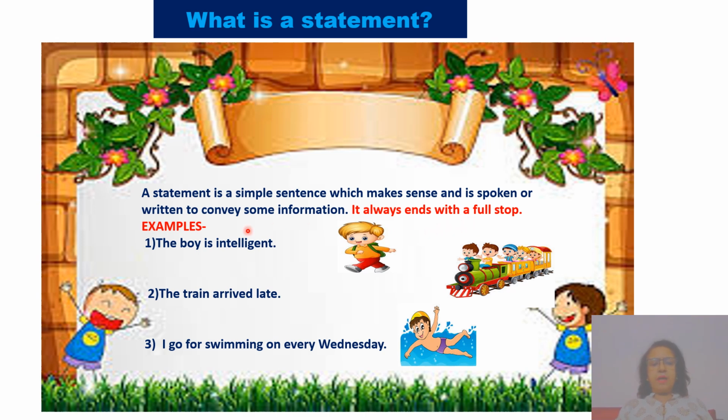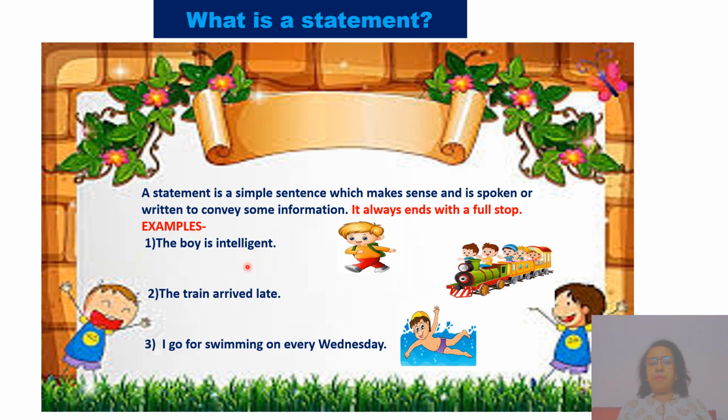Now here are some examples to make you clear with what is a statement. The boy is intelligent. Now if supposing the teacher says, okay children, the boy. Now you will wonder, the teacher is saying the boy, but what is the meaning of the boy? What is ma'am trying to tell us? And which boy is ma'am talking about? But as soon as your teacher says the boy is intelligent, then quickly you are able to understand, okay, ma'am is telling us about some boy who is intelligent.